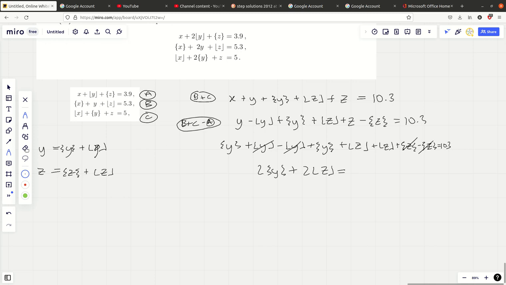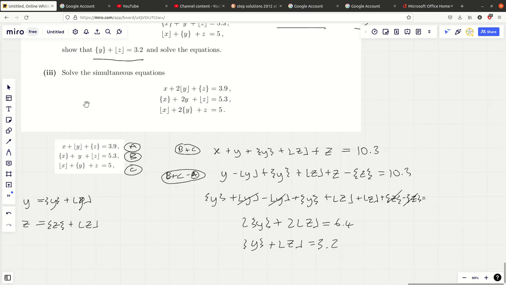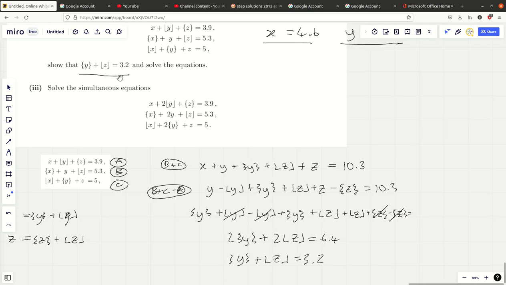Oh, sorry, it doesn't equal 10.3 because I forgot to subtract. I'm suddenly seeing the answer's going to be wrong. So when you do b plus c, that's 10.3. You take away the 3.9 from that, so that's going to be 6.4. And sure enough, we get the result they asked us to derive first. And they're trying to help you solve it here. So we've got fractional part of y plus integer part of z equals 3.2.